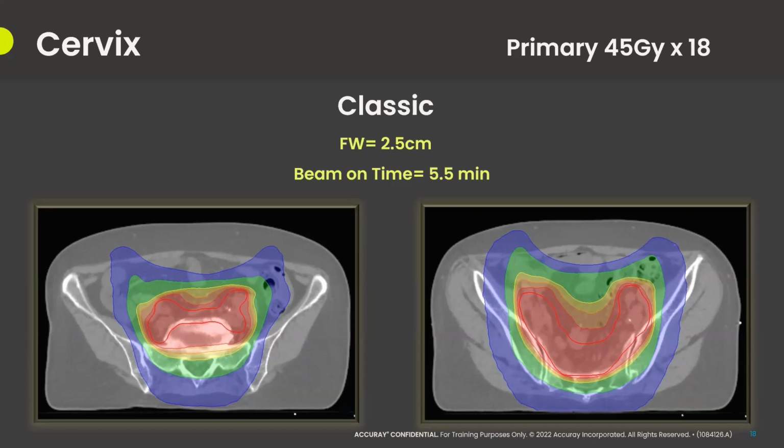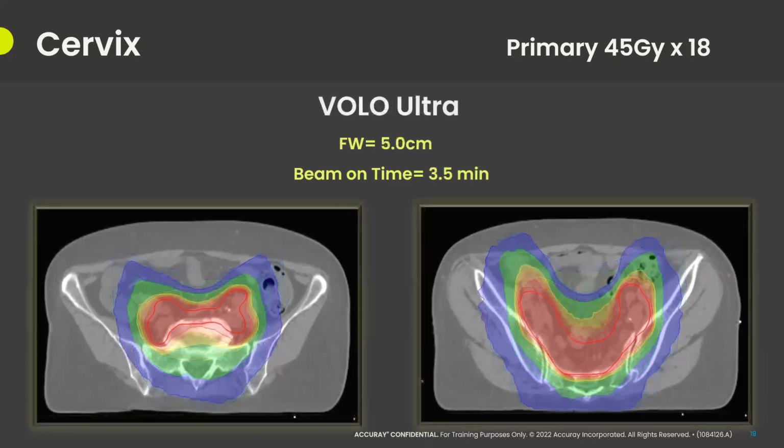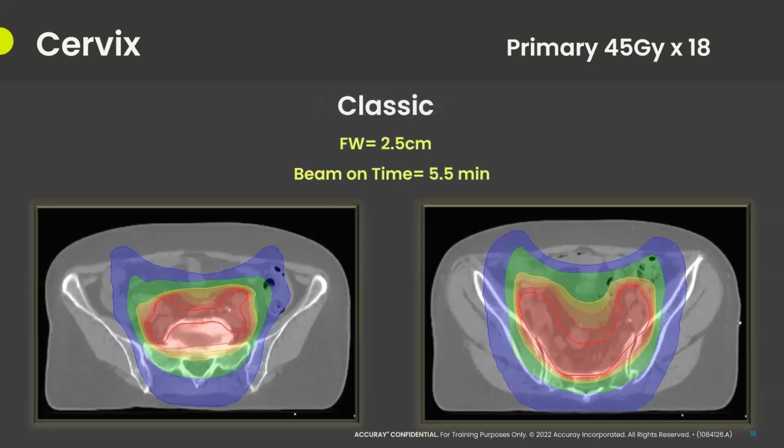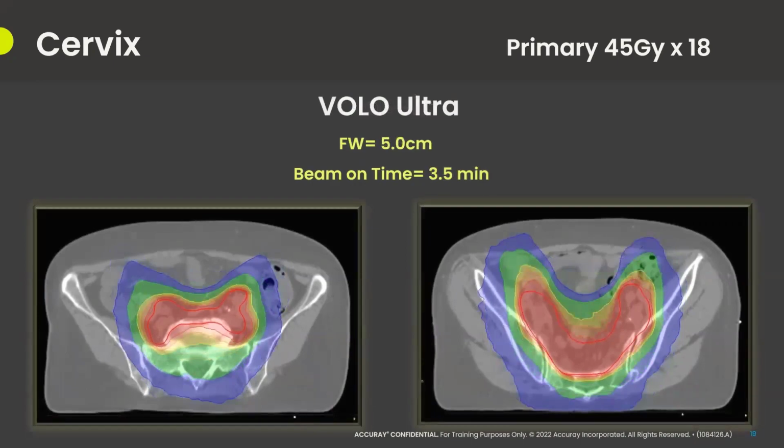So here you can see the classic plan is mostly conformal, but watch the conformality of the targets as I switch to the VOLO Ultra plan. And this is really where VOLO Ultra Optimizer can shine. Let me go back. So look how much tighter the dose is to the target. Having that NTO option really made a nice difference with this case.